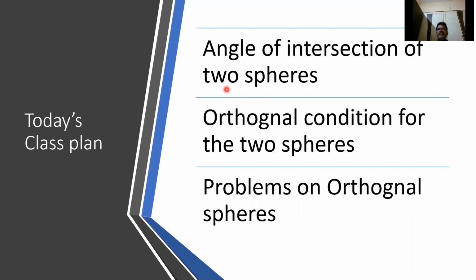So today, first I will define angle of intersection of two spheres. Suppose the two spheres intersect at a point. How can we define the angle between two spheres at that point? And then, what is the orthogonal condition when you say two spheres are called orthogonal? And then we see some problems related to orthogonal.